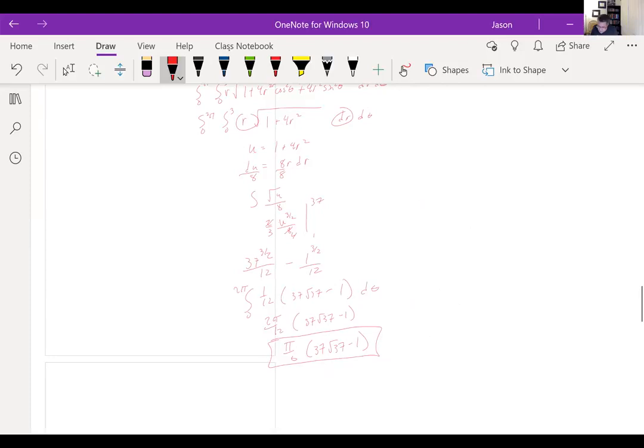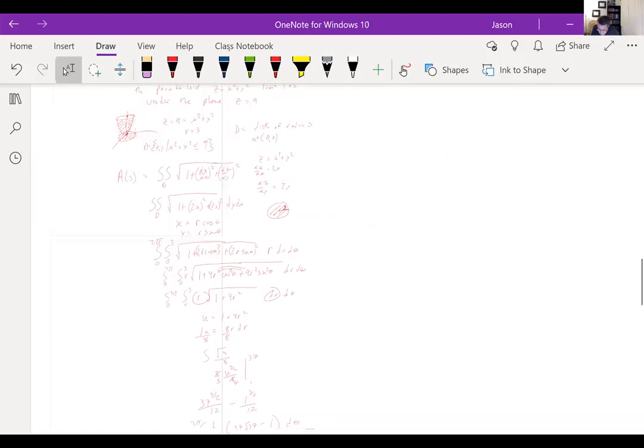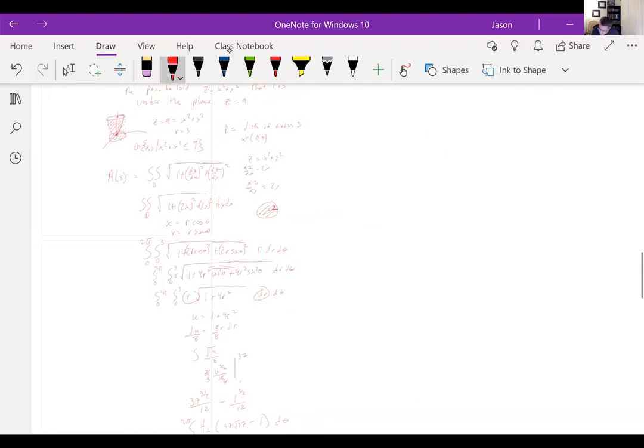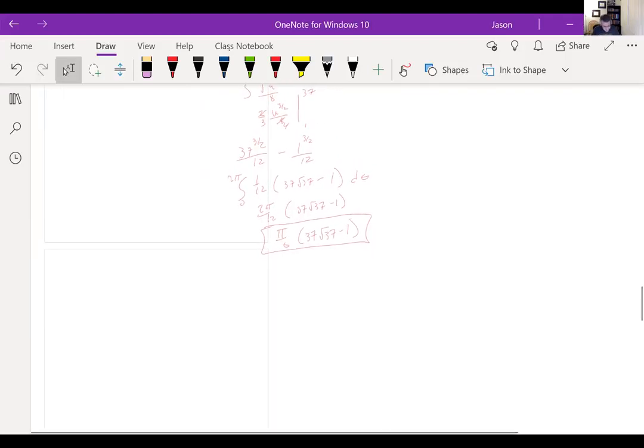And you could have done this problem using Calc 2 techniques if you really wanted to. You could think of it as taking this curve and rotating it around the y-axis, finding the surface of revolution. If you really wanted to, you would get the exact same answer. But we know better than that.